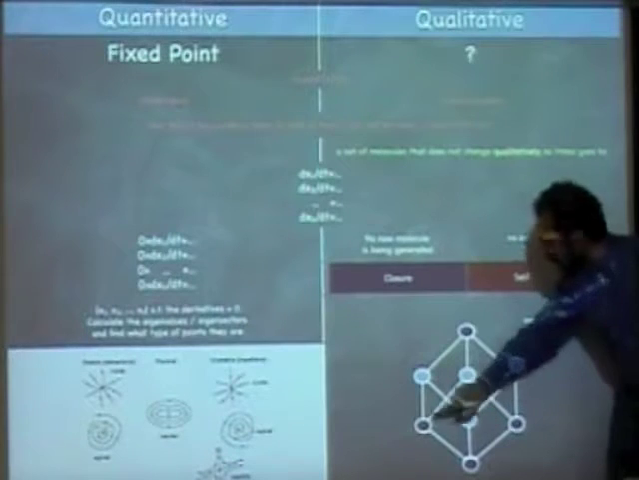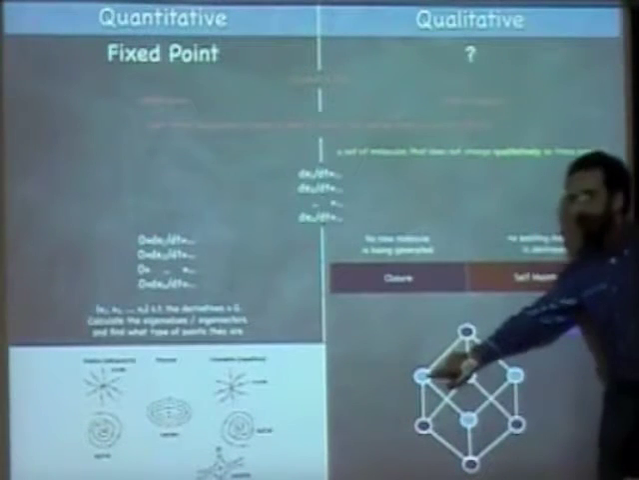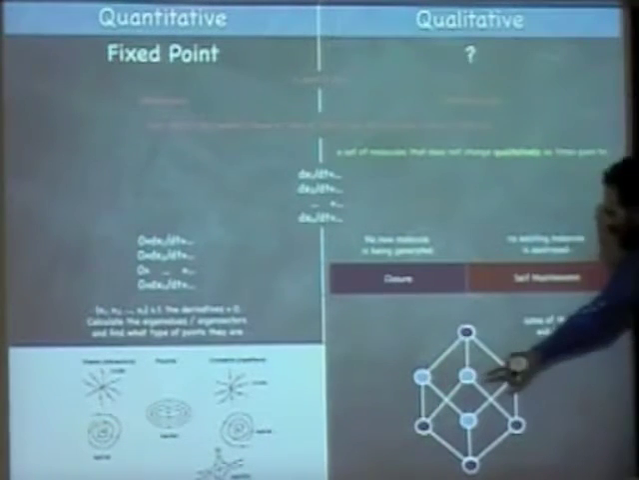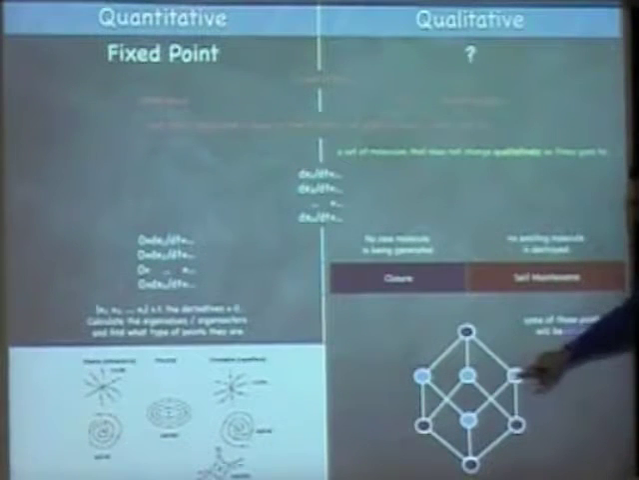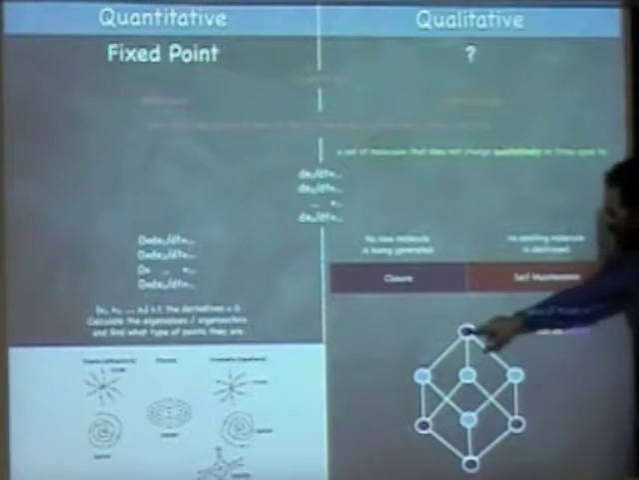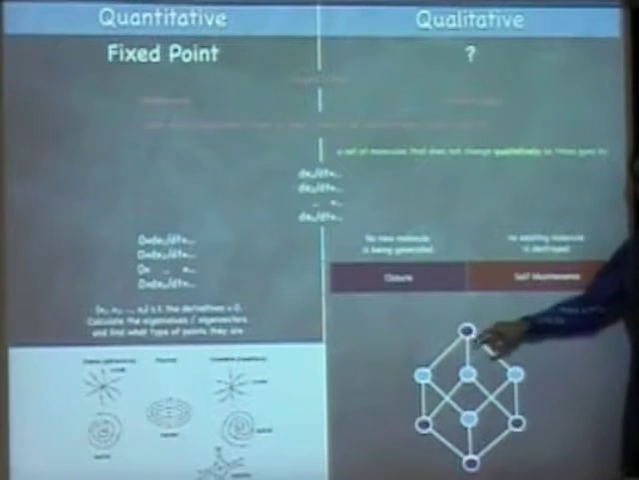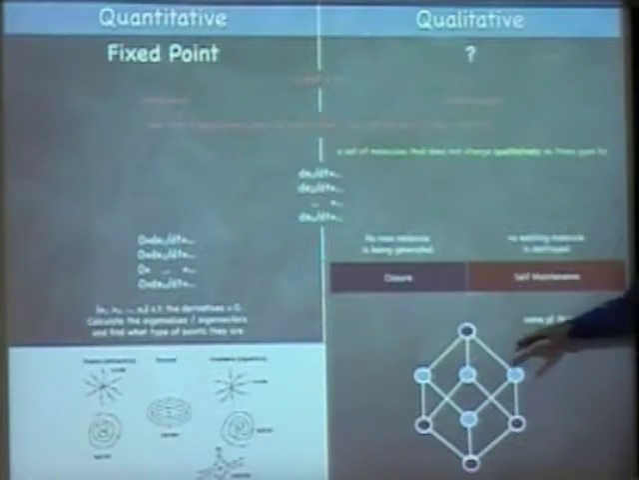Here you have the combination of those two. So here you have X and Z. Here you have X and Y. Here you have Z and Y. And here you have 3 molecules at the same time. Okay, that's fine.